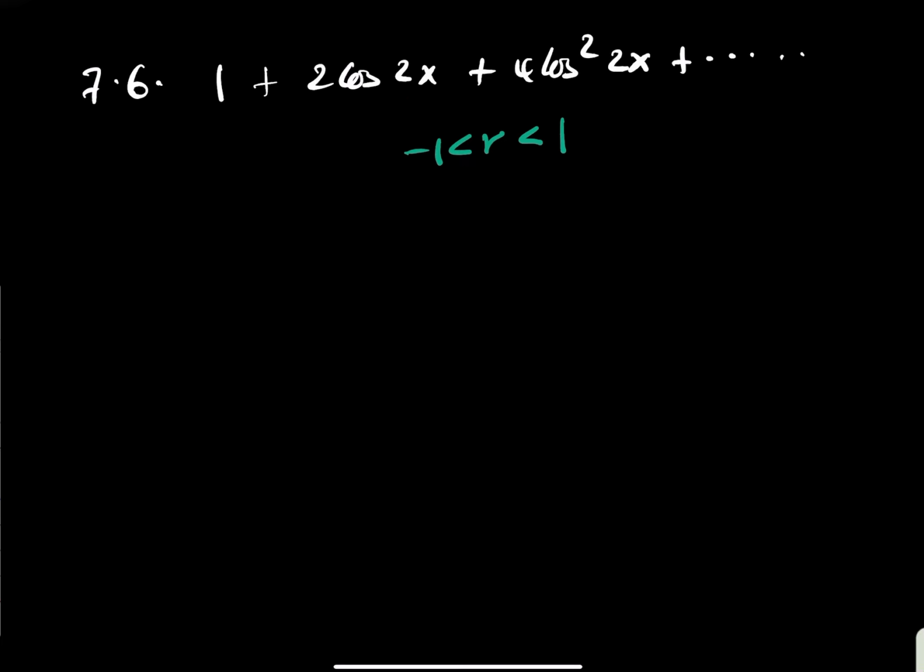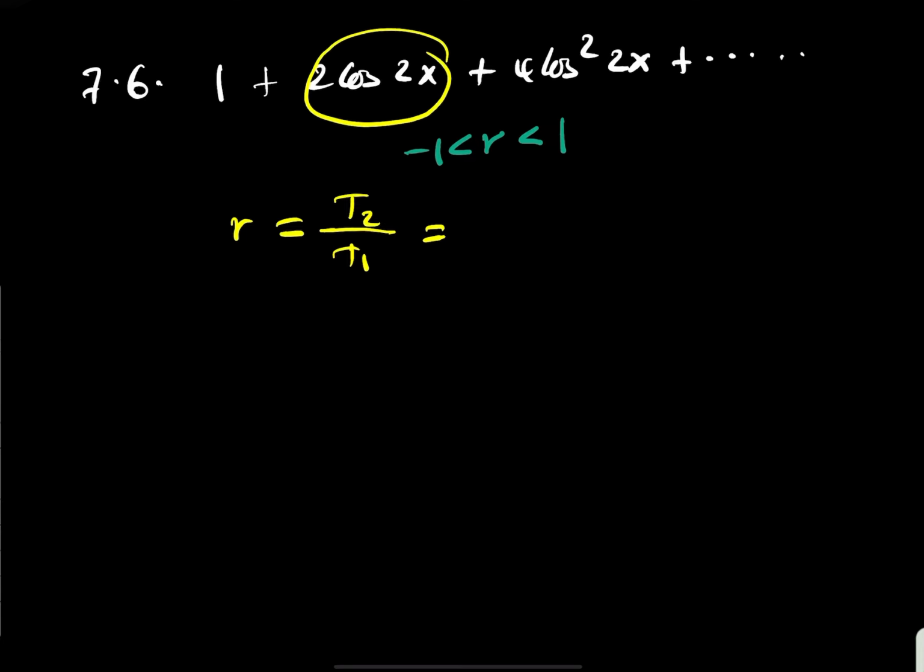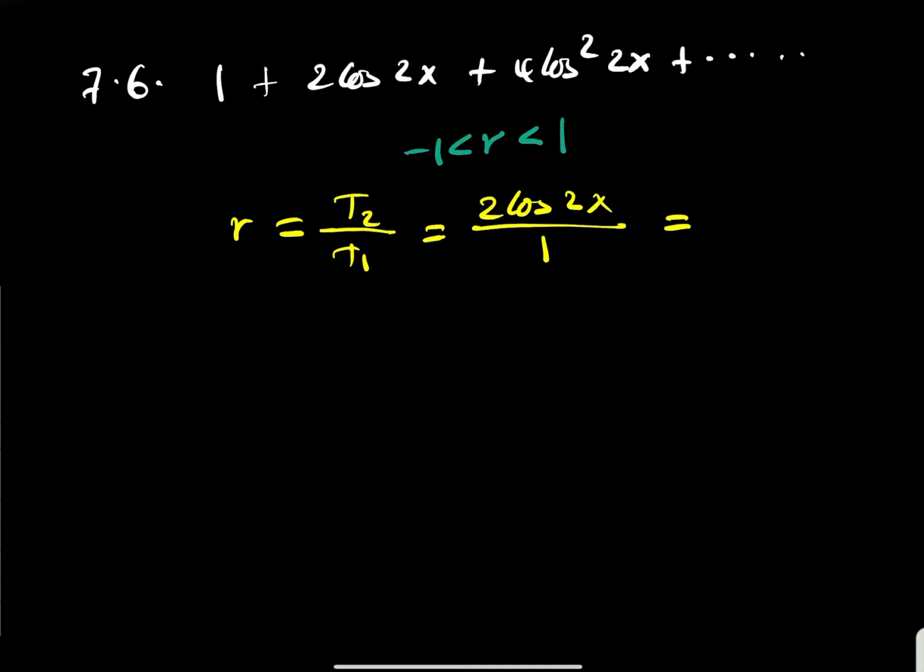Let's see. Our r is going to be t2 over t1. So our t2 is this one. So that is 2 cos of 2x divided by 1, which is equal to 2 cos of 2x. This is the value of the common ratio between two consecutive terms in your paper one. I hope you are also inclined with that. So we get the value of r to be this one.